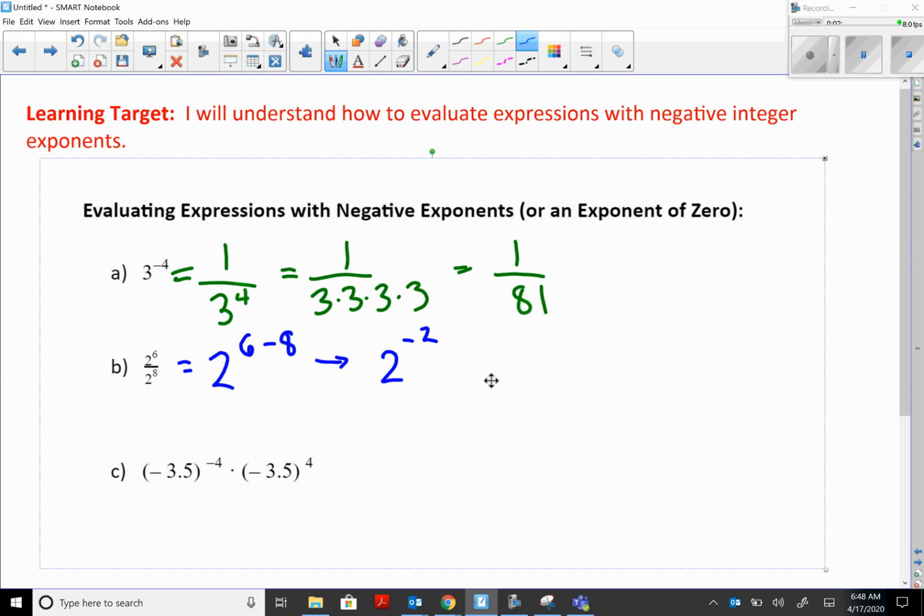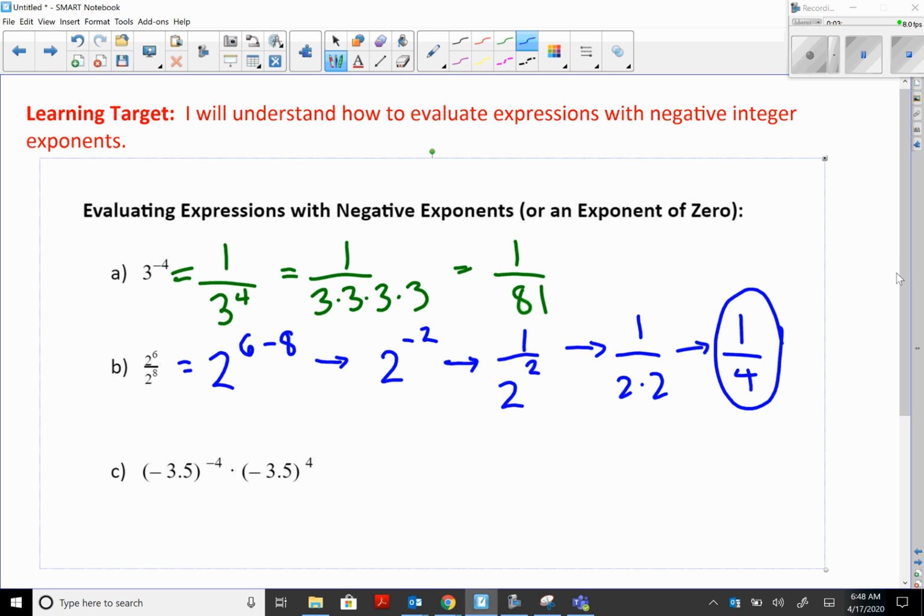Now we can't ever leave an expression with a negative exponent. It's not simplified with a negative exponent. So like I said in A, we're now going to write it as the reciprocal of that base and that exponent, but the exponent's going to be positive. So 2 to the negative 2nd power is now written as 1 over 2 to the positive 2nd power. And now I can evaluate it. That's 1 over 2 times 2, which is 1/4. So my final answer is 1/4.